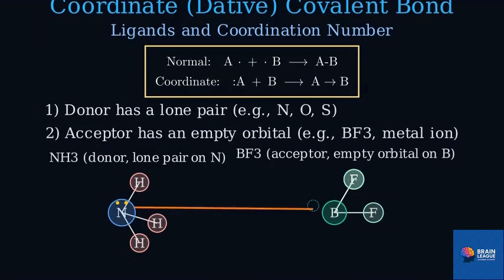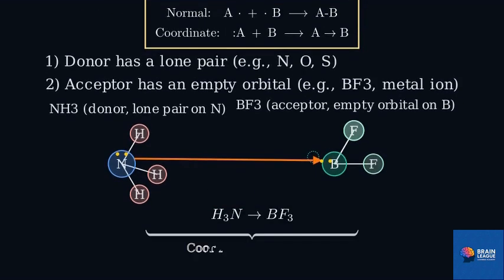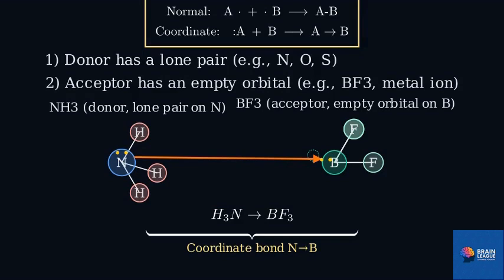Example 1. Ammonia donating to boron trifluoride. On the left, we draw ammonia with a lone pair on nitrogen. On the right, boron trifluoride is electron deficient. Boron has only 6 electrons in bonds and an empty orbital. The lone pair on nitrogen donates to boron, shown by the arrow from nitrogen to boron, forming an N to B coordinate bond. After formation, this bond behaves like an ordinary covalent bond.